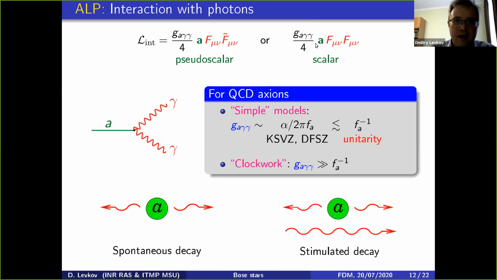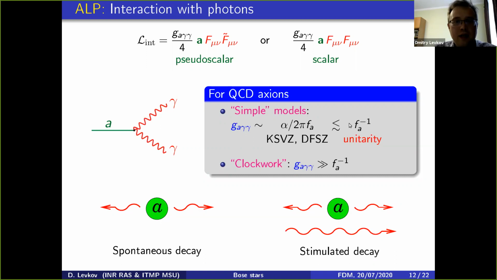Or if your dark matter particle is a scalar, you can write AFF. Anyway, you usually introduce a vertex like A to gammas. I will consider mostly in this part the example of QCD axions because it's more relevant. And in QCD axions, the coupling constant to gammas is tiny. It equals alpha divided by 2 pi FA, where FA is the fundamental scale of axions.